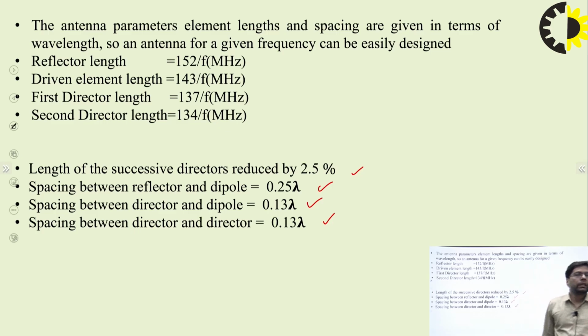So the Yagi-Uda antenna is a kind of directional antenna because it has a directional radiation pattern. That's why we call it a highly directive antenna.